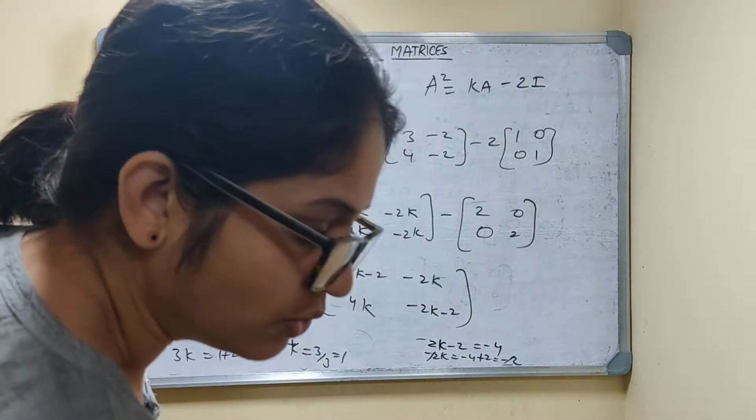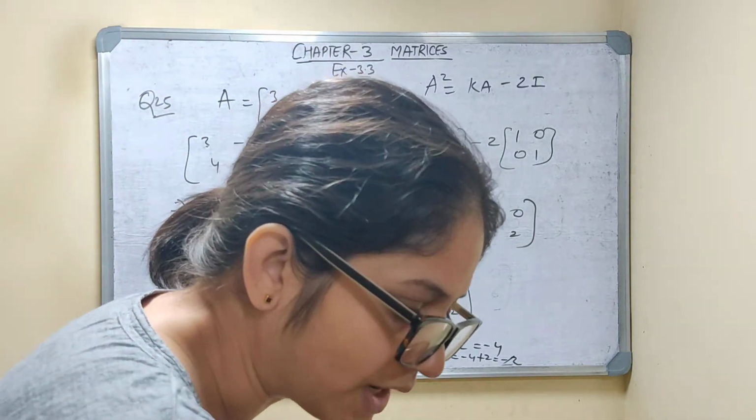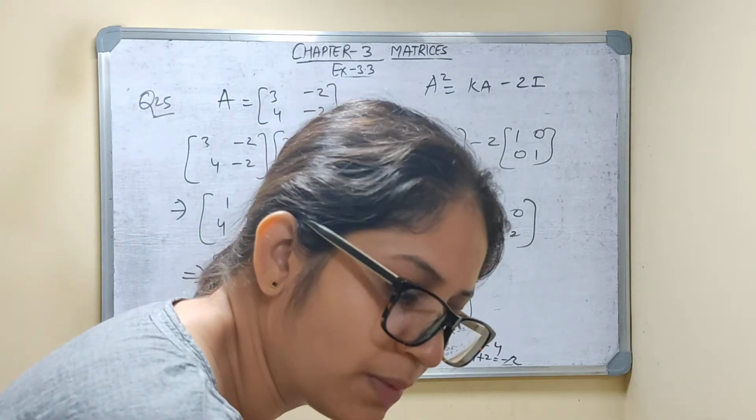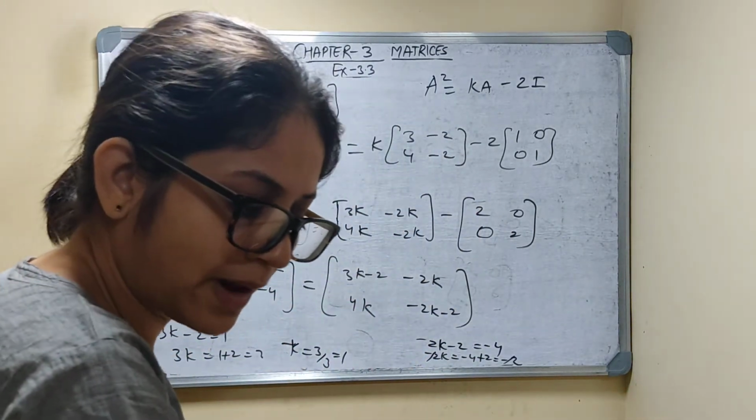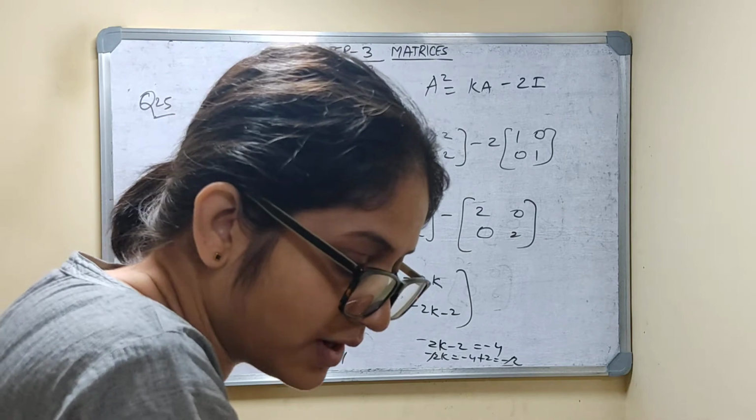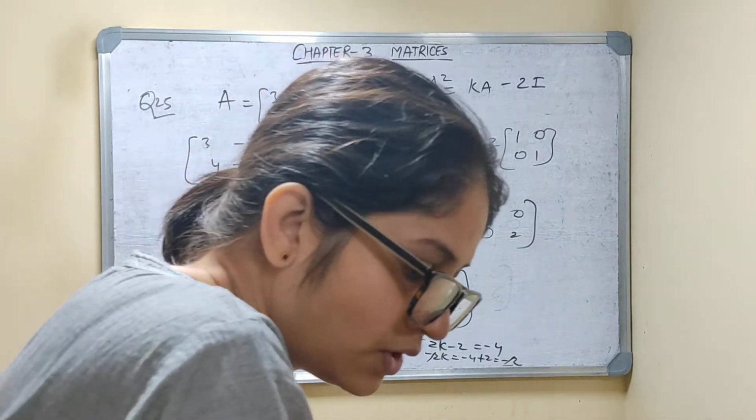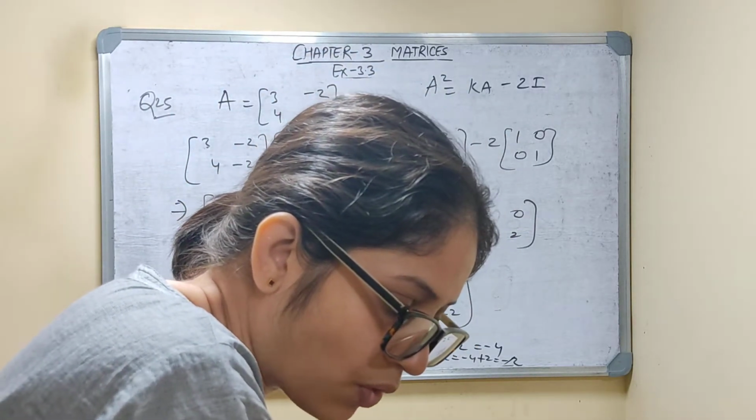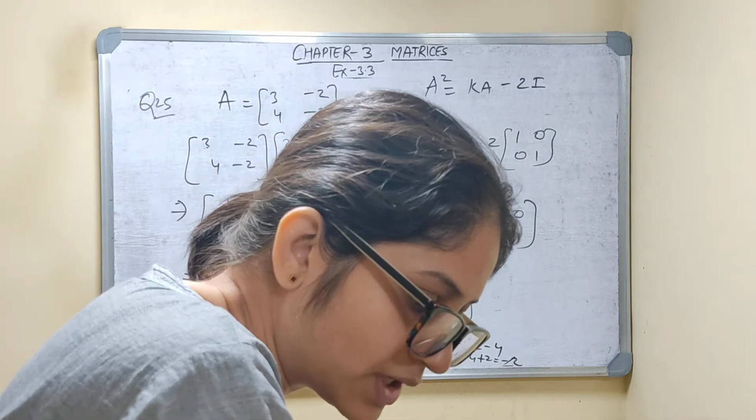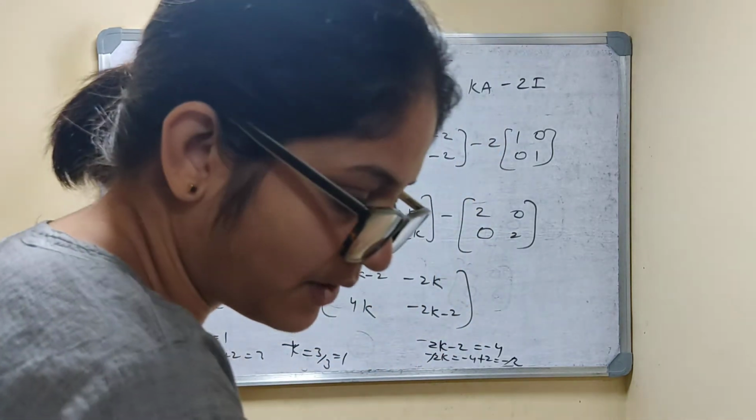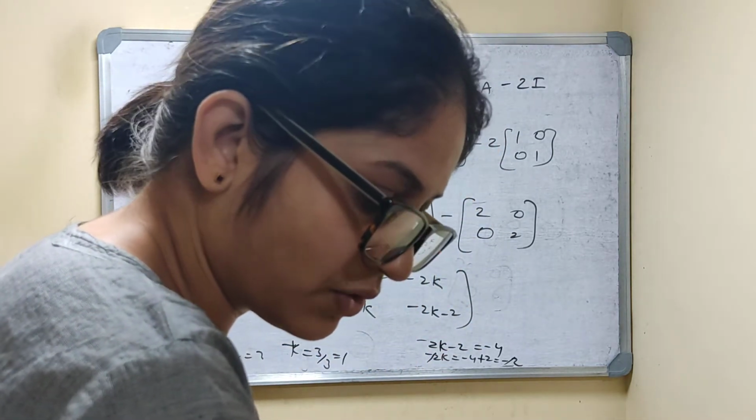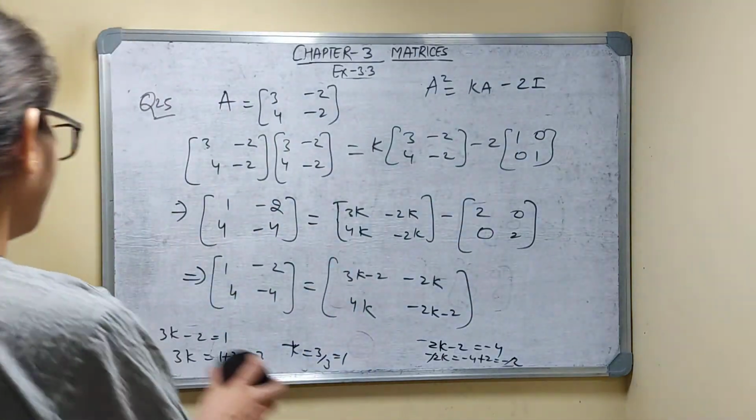25th is over. 26th question: show that AB is equal to AC. You can prove it: AB you can multiply and AC you can multiply. It's easy only. 27th question: show that f of A is equal to O, null matrix, where f of x is equal to this. 27th we will do.